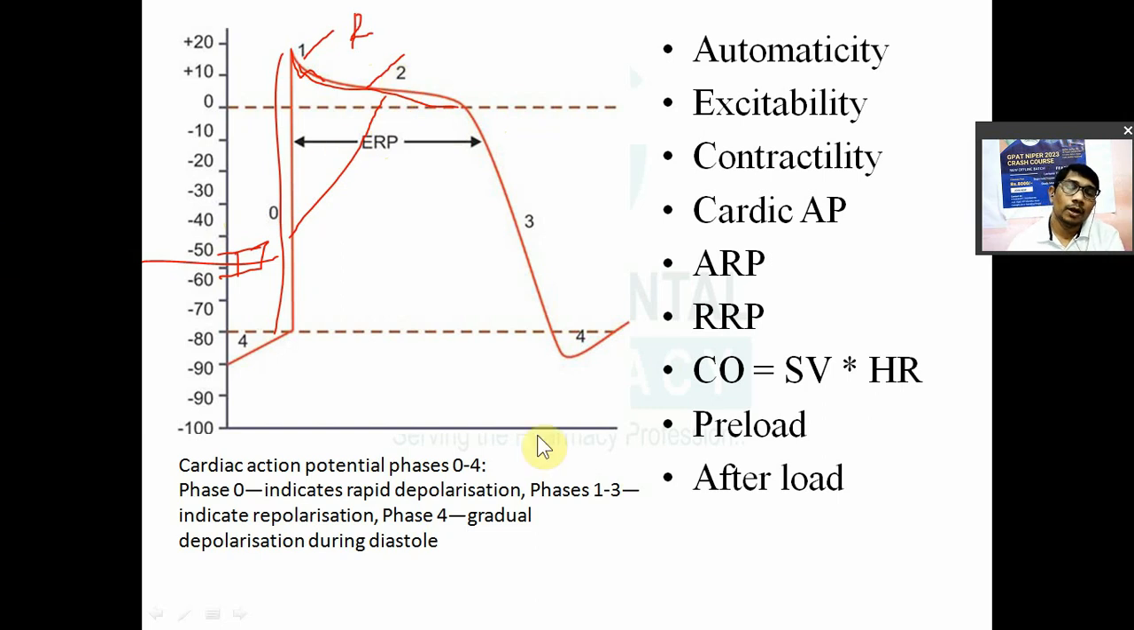Now all tissues and all cells, you can say nervous tissue, nerve cells, muscle cells, cardiac cells, neuronal cells, differ right here. Your cardiac cell will have phase 2, that is a slow entry of calcium, the plateau level. Your neuronal cell and your skeletal muscle cell will not have this second phase. That is the difference. That's why in cardiac muscle, between two contractions there is a small gap due to this phase.